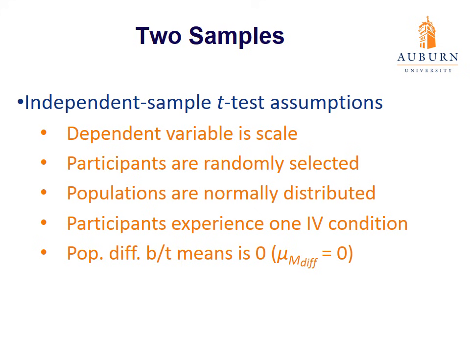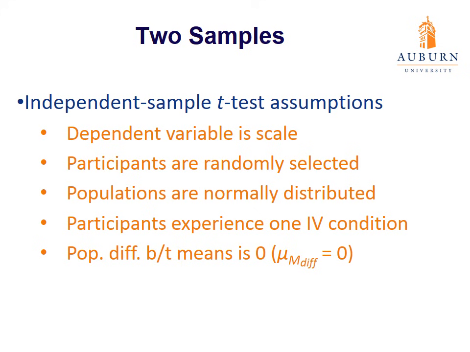The last assumption is that the population difference between means should be 0. Now this is similar to the paired sample t-test. If you remember, with the paired sample t-test, we said the population mean difference is 0. So the idea is the same. The difference is in the wording.